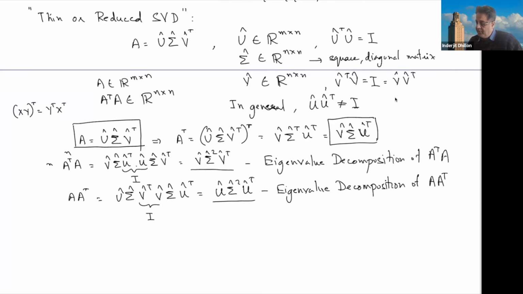Also, remember that we talked about positive definite matrices. A transpose A and A A transpose are positive semi-definite matrices.